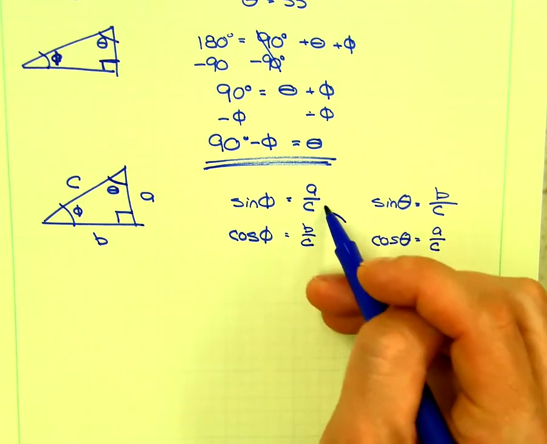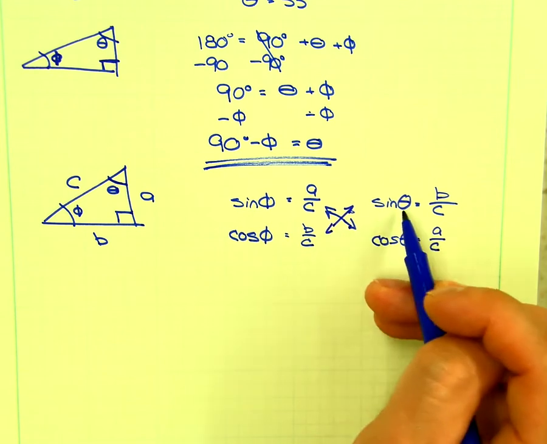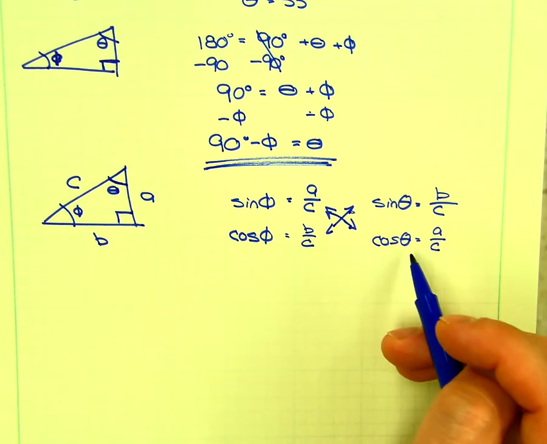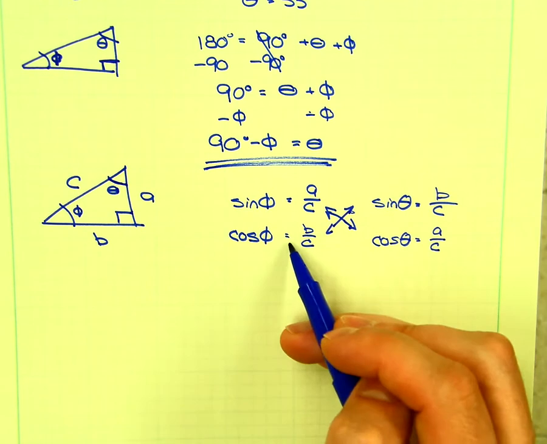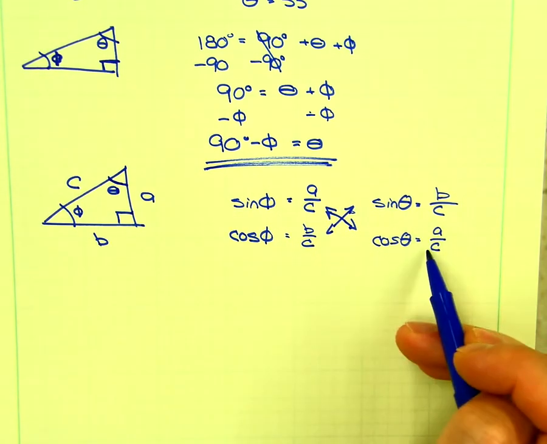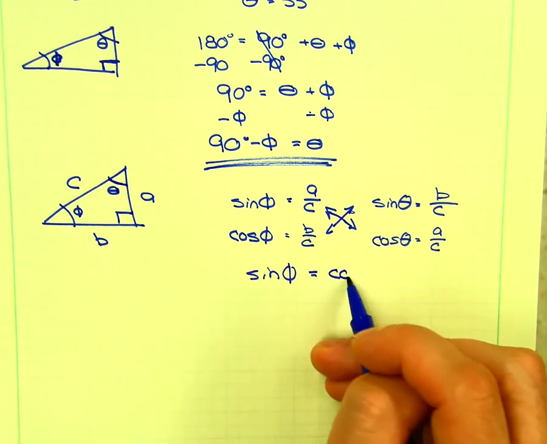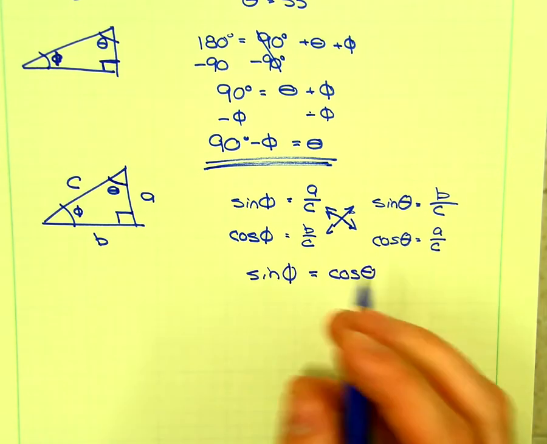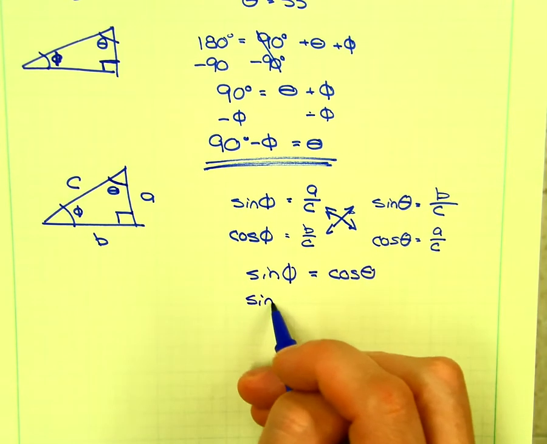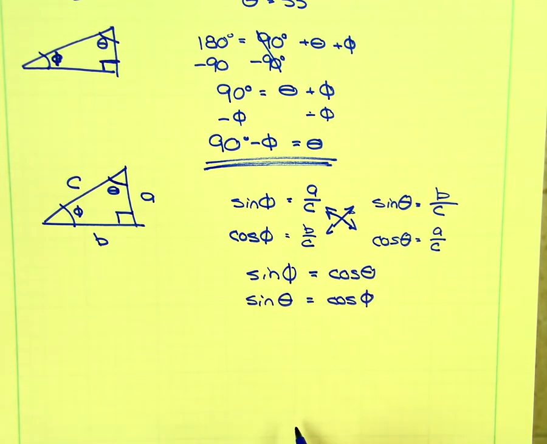So holy cow, I've got the sine of theta is equal to the cosine of phi, and the sine of phi is equal to the cosine of theta. So I've got A over C right here, A over C right here. Here I know that the sine of this is going to be equal to the cosine of this, and vice versa. I also know the sine of theta is going to be equal to the cosine of phi. I'm doing all of this just to reiterate the relationship between sines and cosines.